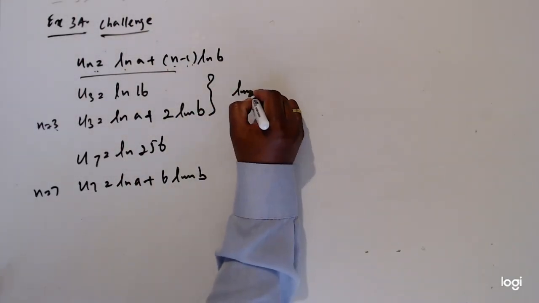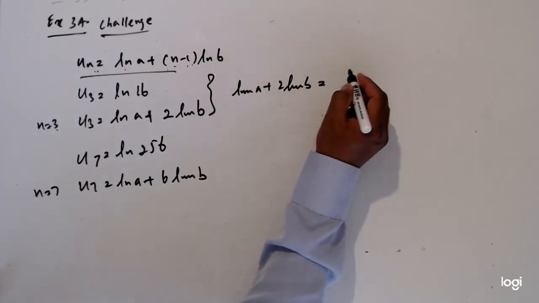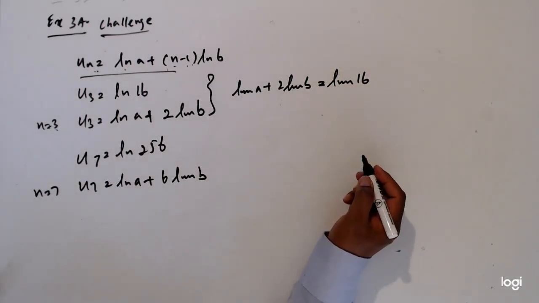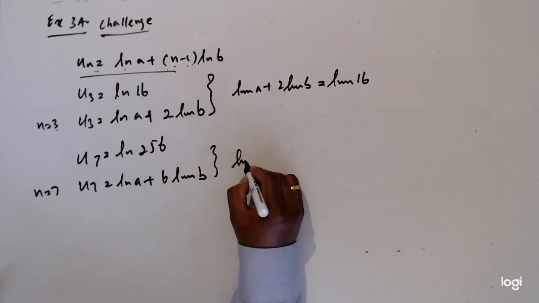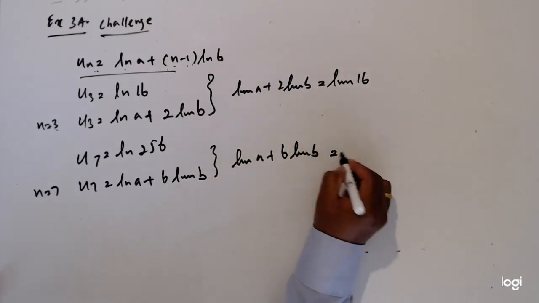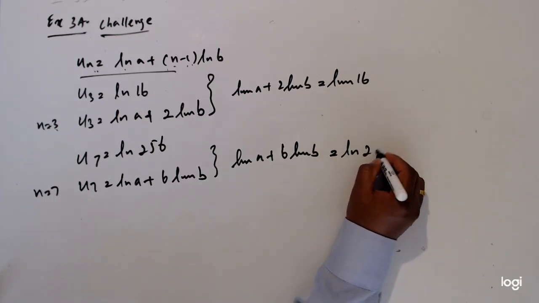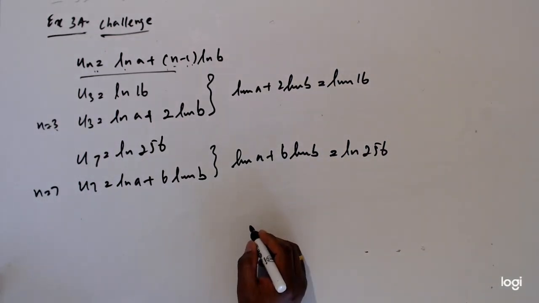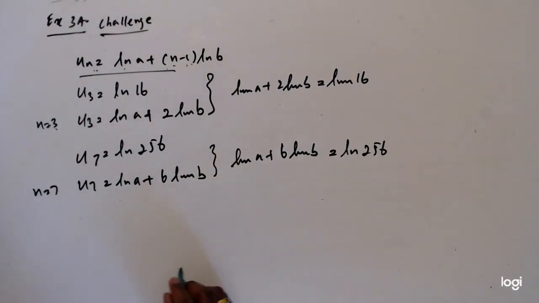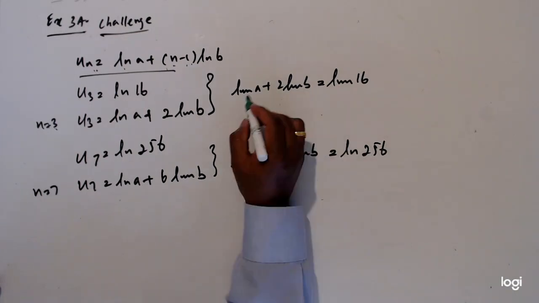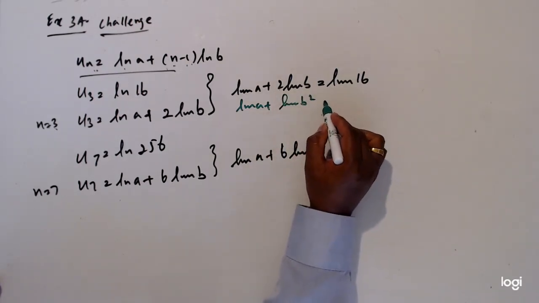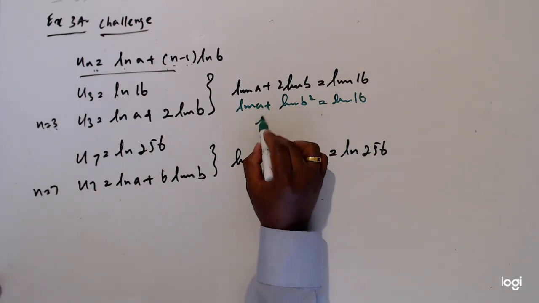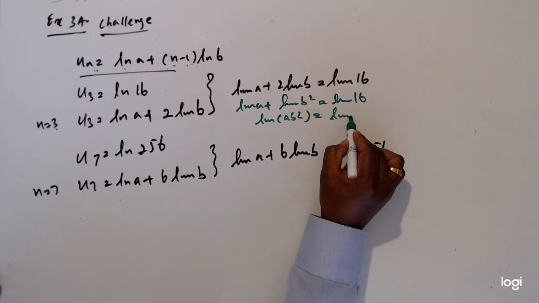From here I can write ln a plus 2 ln b equals ln 16, and ln a plus 6 ln b equals ln 256. Now we have to solve these two equations. How do you solve those two equations? So this is ln a plus, this 2 I put inside, ln b squared equals ln 16. So I can write this is ln a b squared equals ln 16.